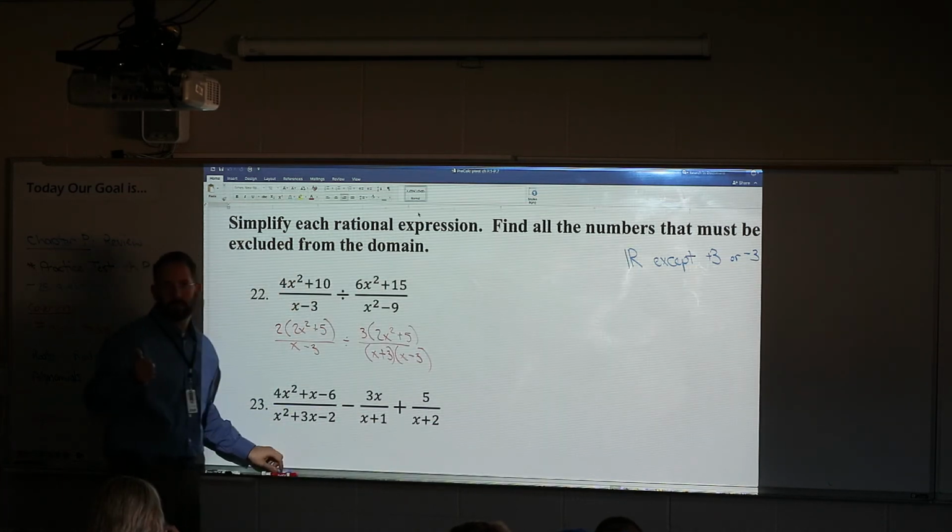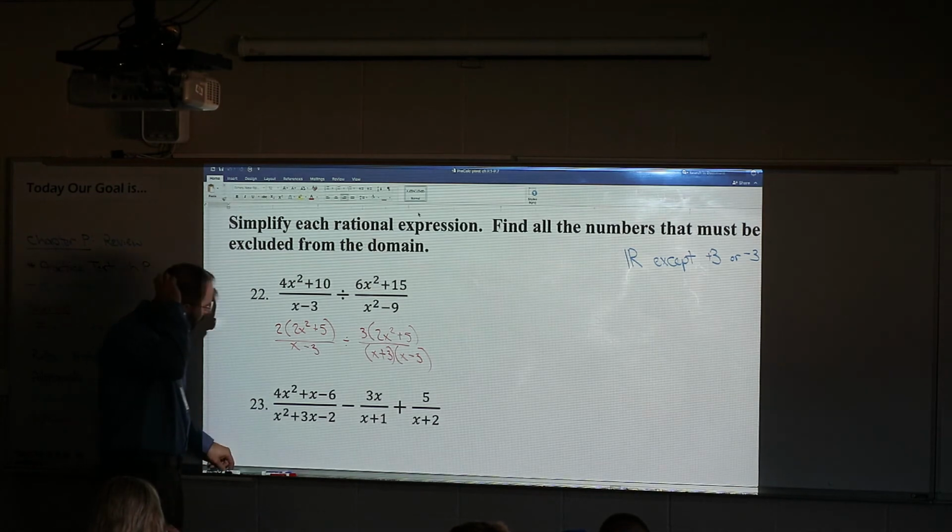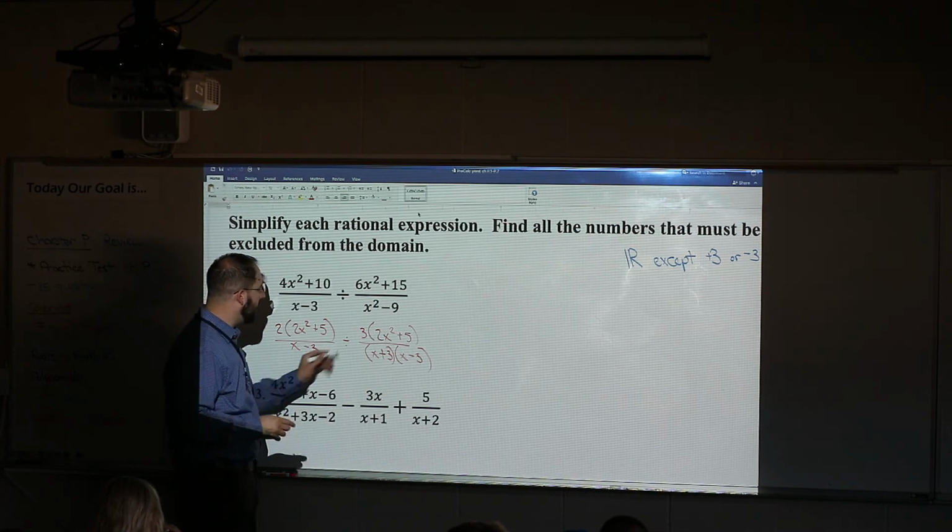Okay, so far so good. Let's do the division rule where we have to flip. So I'm going to flip this fraction over.